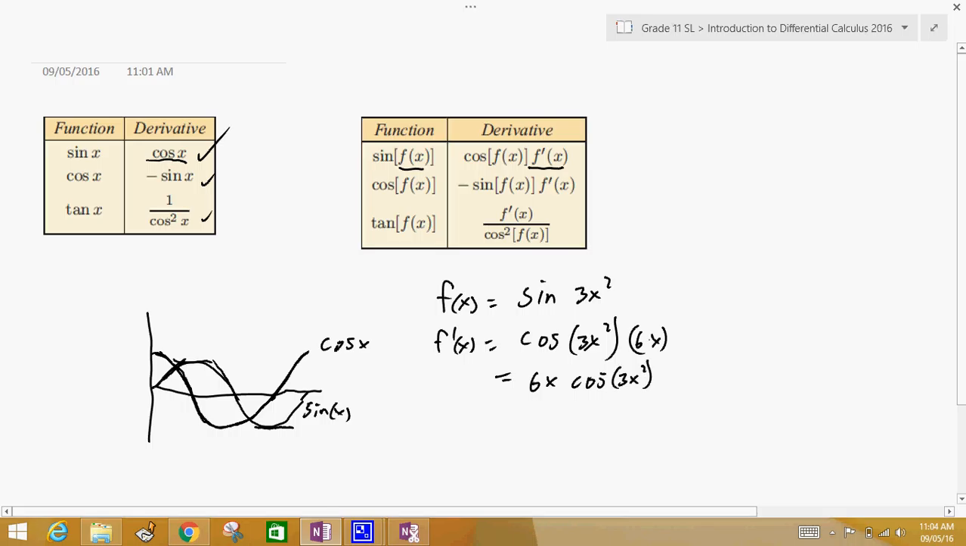To give you another example, suppose you have, let's go with f of x is equal to cosine e to the 3x. Well, the derivative of that would be negative sine e to the 3x, times the derivative of e to the 3x, which is e to the 3x times 3. So if we're going to make that a little bit neater, I would say negative 3 e to the 3x sine e to the 3x.